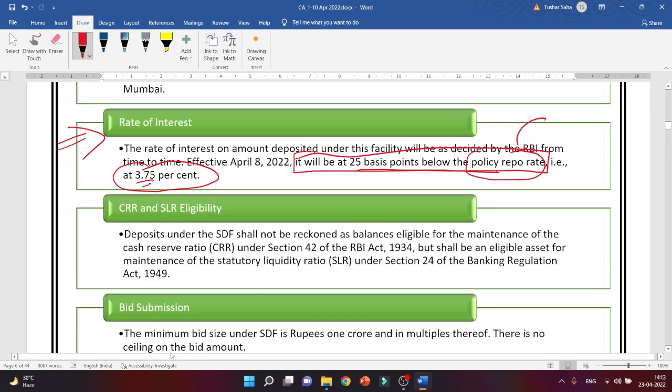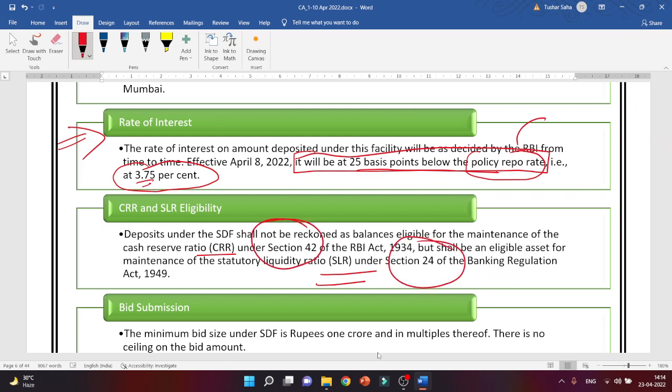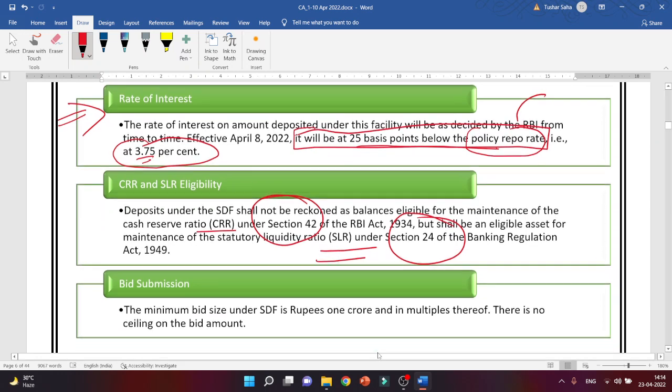Then let's move to the next one, CRR and SLR eligibility. Yes, deposit under the SDF shall not be reckoned as balance eligible for maintenance of CRR, the cash reserve ratio, but shall be an eligible asset for maintenance of SLR. So the amount in the SDF would be eligible for SLR quota. Under which section? For CRR it's Section 42 of the RBI Act 1934, and for SLR it's Section 24 of the Banking Regulation Act 1949.